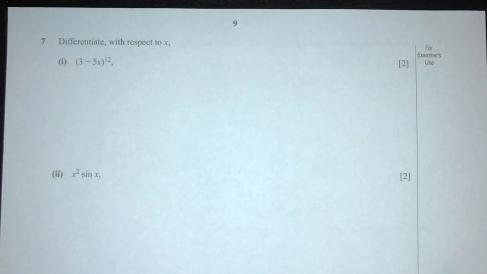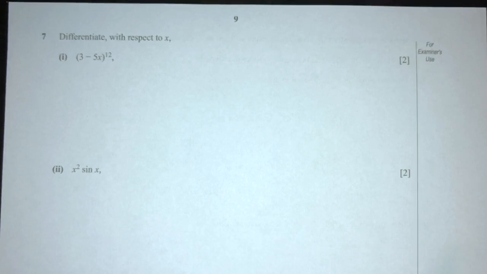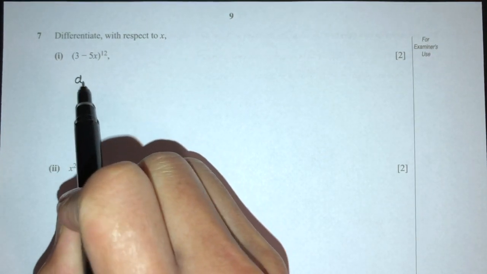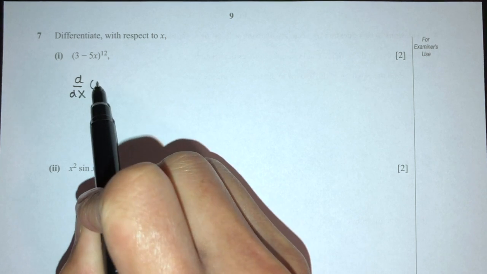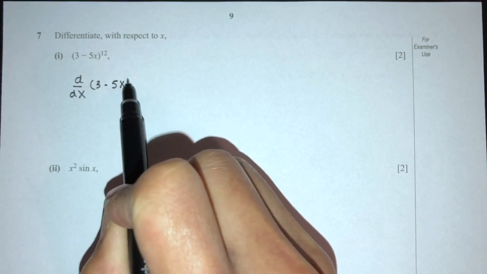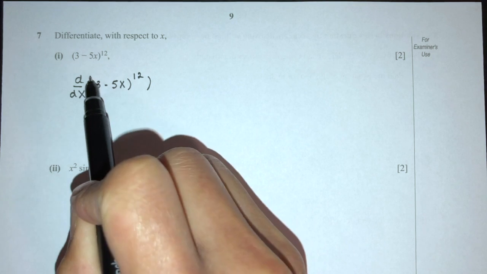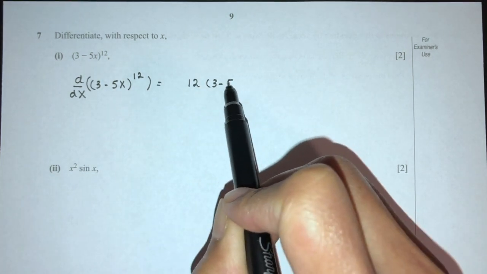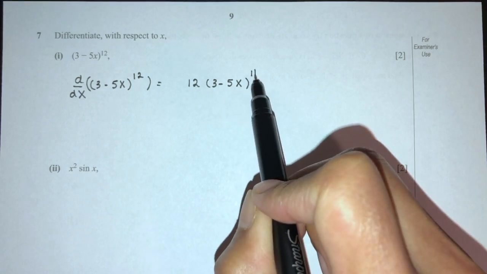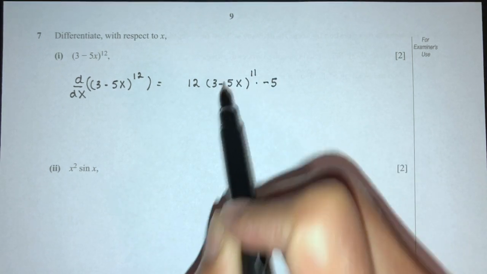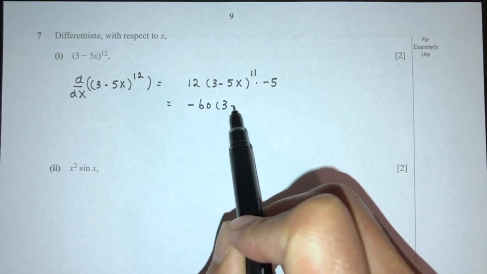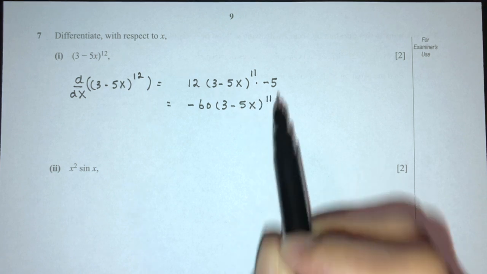Now let's move on to question number 7. Differentiate with respect to x the following functions. First one, d by dx of this, pretty easy. So let's write down d by dx of the function. First you have to multiply the power. You will have 12 times (3 minus 5x) power 11, and then multiply by the inside differentiation, which will be minus 5. So your answer will be minus 60 times (3 minus 5x) power 11.